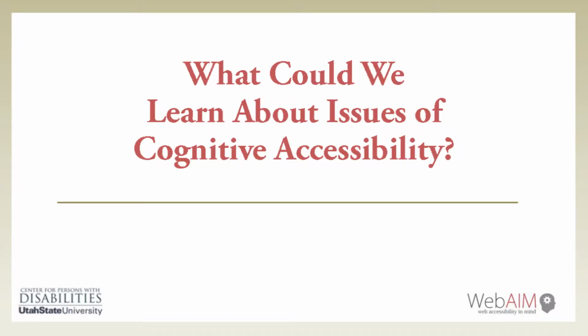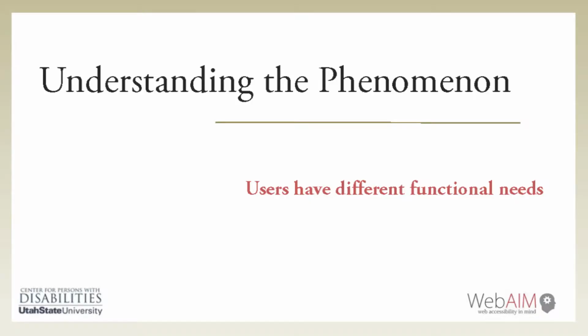All right, so now that you've got kind of what we did, why we did it, and what our preliminary findings were, what can we learn about issues of cognitive disability? The first thing that I've got to really stress is that we really need to understand this phenomenon, because users really do have very, very different functional needs that make interpreting these data complex. So you're gonna get what we got, but interpreting it gets complicated. So let me give you some examples here.